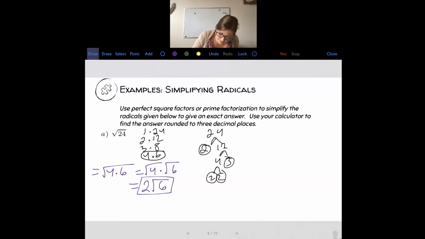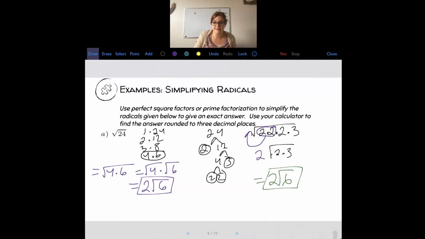Now I'm going to rewrite the radical as 2 times 2 times 2 times 3. And we look for pairs since we're looking at square roots. There's a pair of 2's here, so 1 will come on the outside. So this is 2, radical 2 times 3, which is the same thing as saying 2 square root of 6. Either way you go, you'll get the same answer.